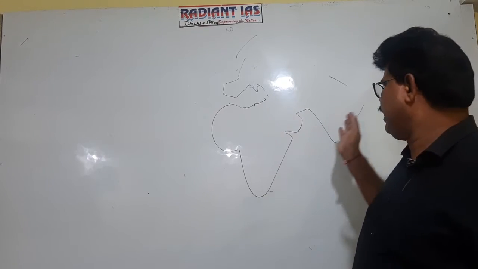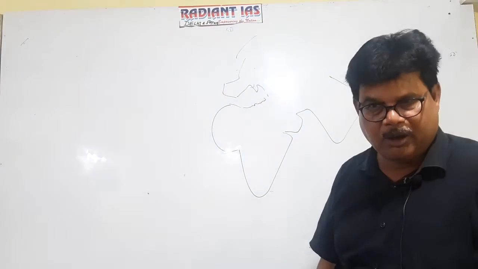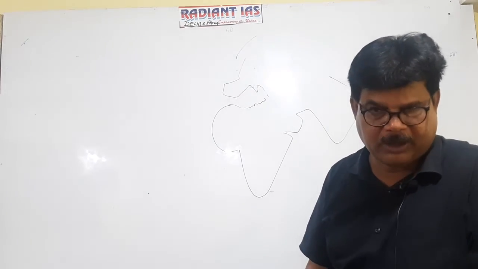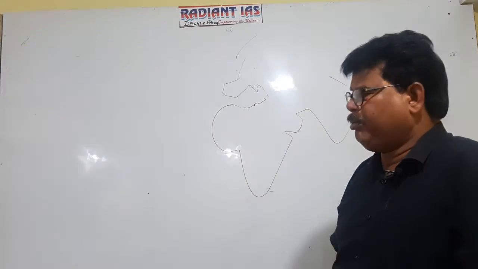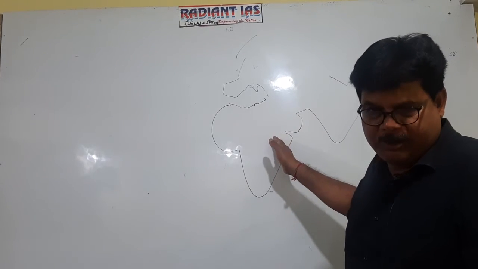One explanation is the size of the Bay of Bengal is larger, the surface area of water is larger as compared to that of the Arabian Sea. That's why more cyclones are formed in the Bay of Bengal as compared to the Arabian Sea.